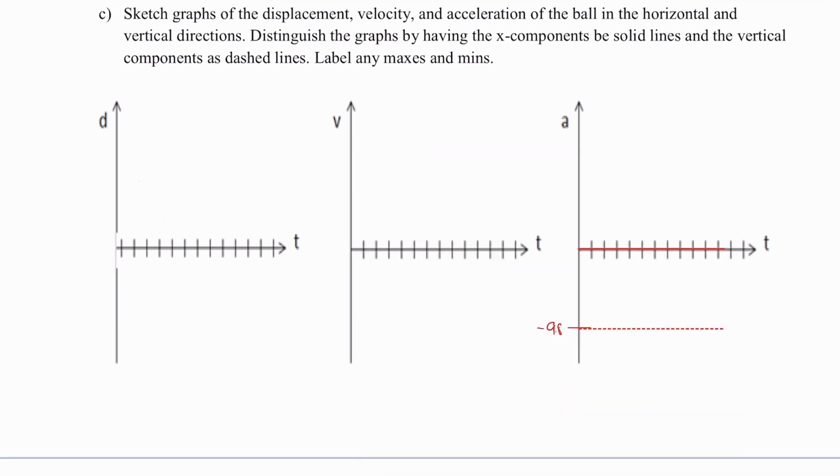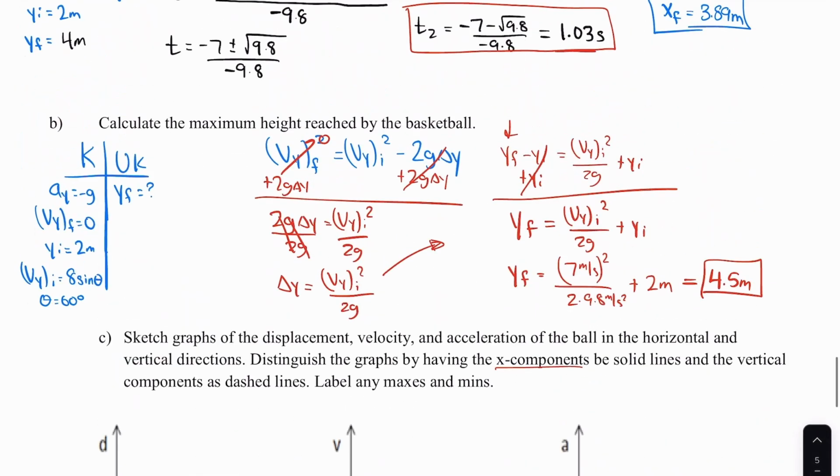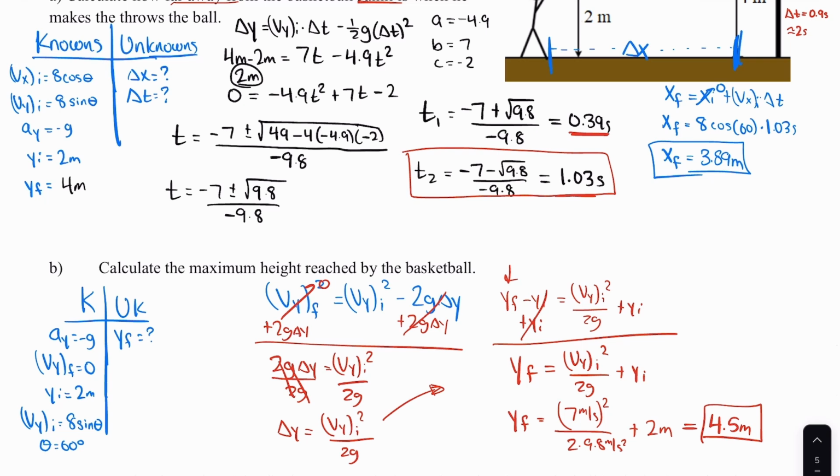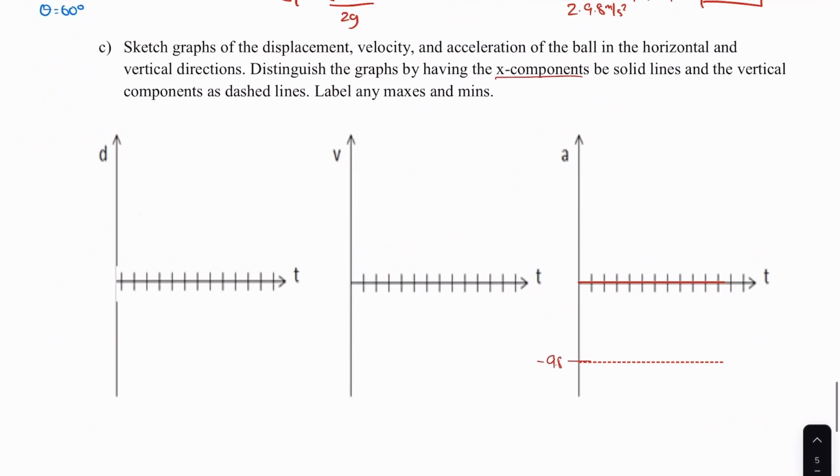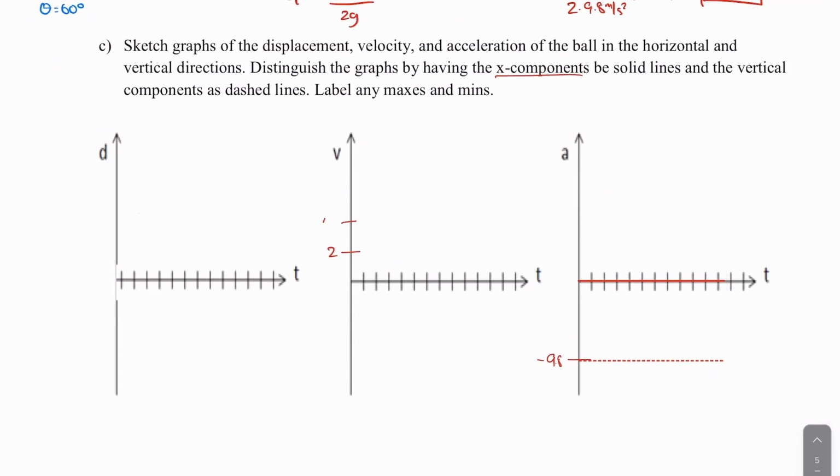I know that my x component has constant velocity, and that x component is 8 cosine 60. And 8 cosine of 60 is equivalent to 4 meters per second. For my velocity, let me go by 2s: 2, 4, 6, 8. My x component is going to have a constant horizontal velocity of 4.